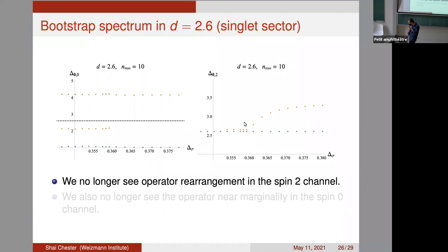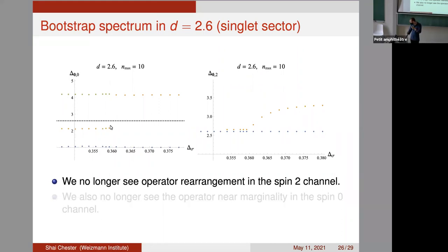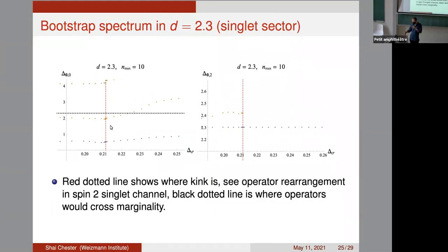In particular, we no longer see any disappearance of fake operators, because these yellow and blue dots exist everywhere. And we no longer see any operator even remotely close to marginality. So I think it's clear that in 2.6, the critical and tricritical theories just don't exist. It's clear that they do exist in 2.3. And it's also clear that the second lowest operator is getting closer and closer to marginality.